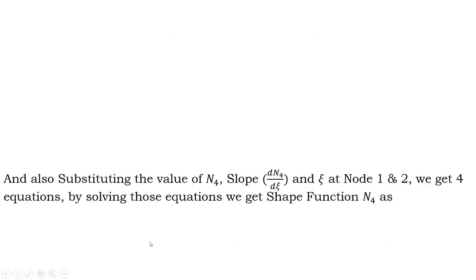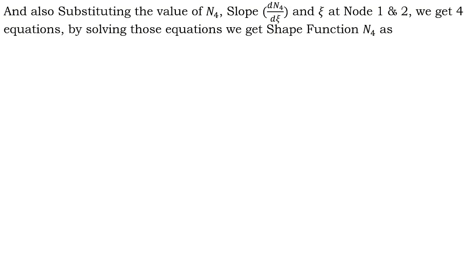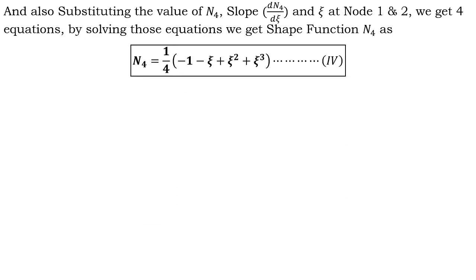Now that is n3. Now I need to do n4. Once again, n4 is the shape function related to the slope at node number 2. It is similar to the slope you derived for node number 1, that is theta 1. Substituting the value of n4, its slope and the value of zeta at node numbers 1 and 2, once again we get 4 equations. Solving those 4 equations we will get the value of n4. So this is my value of n4.